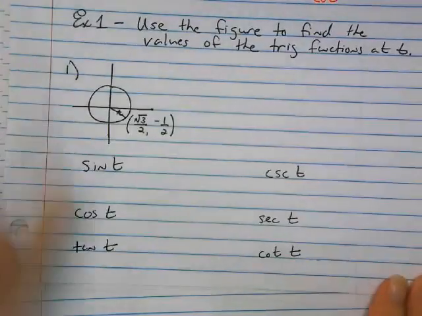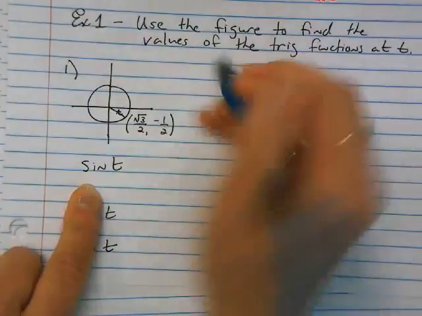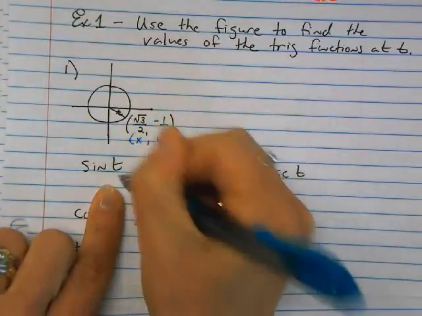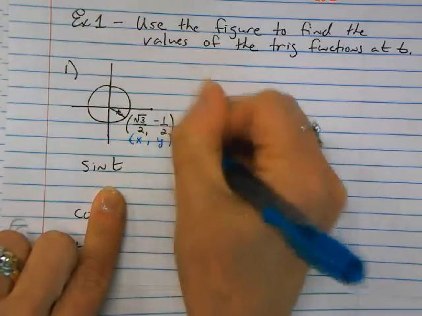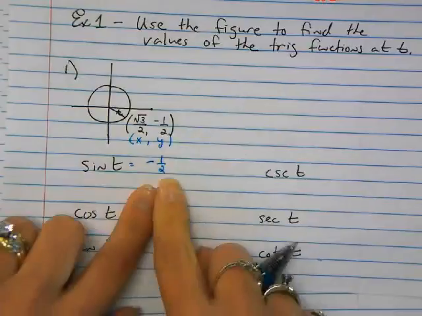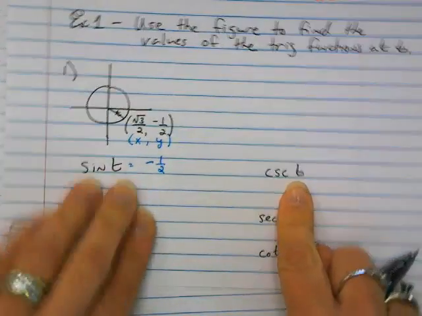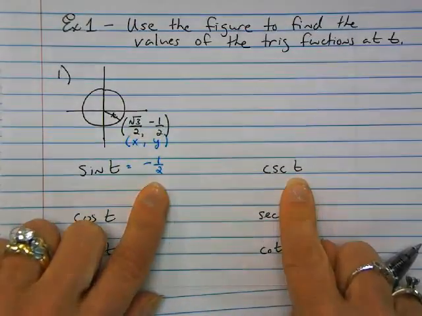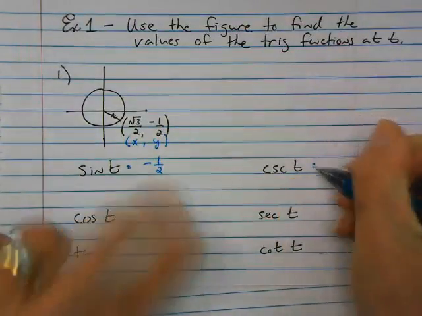Here we go. We know that the sine function represents the y value. So the sine of t is negative 1/2. Now, what do we know about the cosecant? We know the cosecant is the reciprocal function. So what's the reciprocal of negative 1/2? Flip it upside down, you get negative 2.